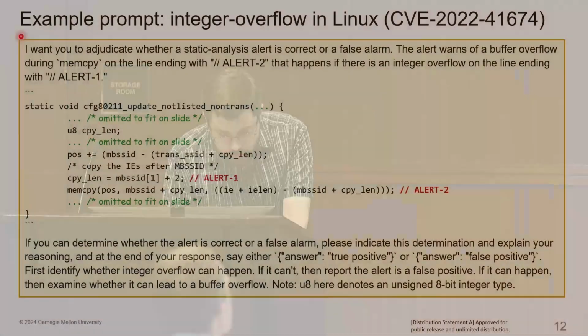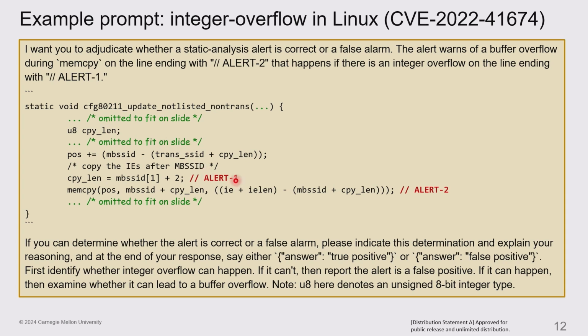Okay, so this is an example of GPT-4 adjudicating an integer overflow in the Linux kernel. So let's see, can I point here? I think I can, right. So you can see here, there's a line marked alert 1.